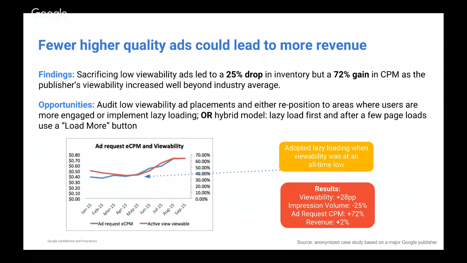I guess viewability comes at the cost of inventory, as lazy loading is the most common lever for improving the metric. Alternatively, there's the hybrid model where the publisher can lazy load first, and then after a few page loads, use the load more button. One example of this hybrid model is if you search for a kitten in the Google search bar and then switch to images, you will get all the image results. As you scroll down, you will start seeing more and more results shown.